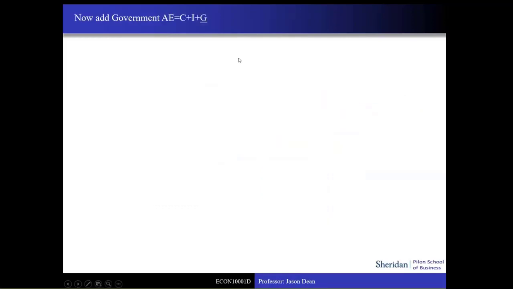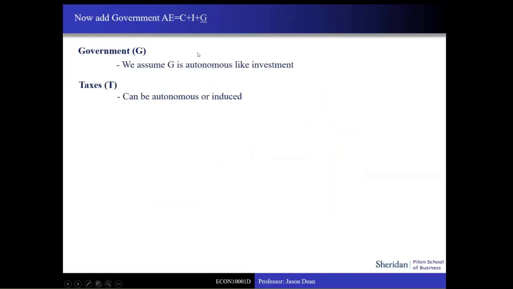So we're going to add government. So now our model for aggregate expenditures is going to include consumption, investment, and government spending. So we're going to treat government as autonomous like investment, just to keep things simple, okay? And now taxes are going to be represented with a simple linear function, and they can be autonomous or induced.